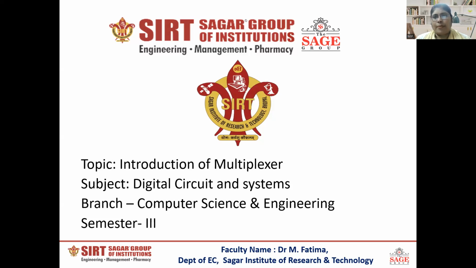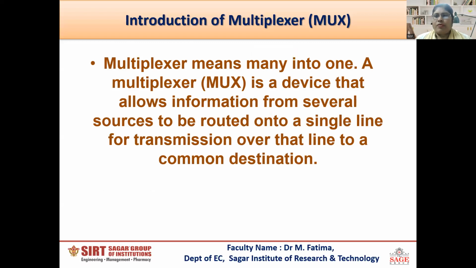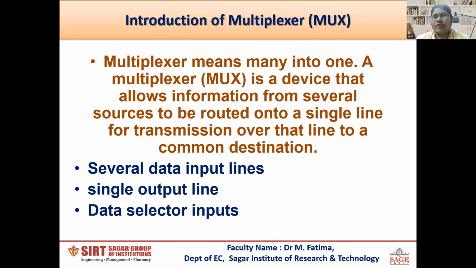Today I am taking an introduction to the multiplexer. In this, I am going to take the 4:1 multiplexer. First of all, what is a multiplexer? It is a device which allows the information from several sources to be routed on a single output line or on a common destination. This mux consists of several data input lines, a single output line, and data selector inputs.